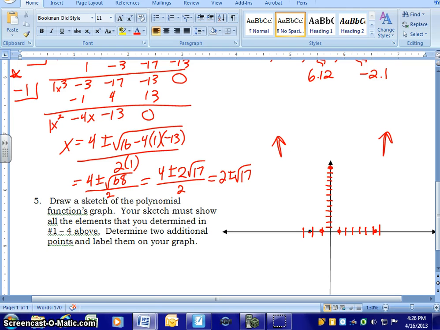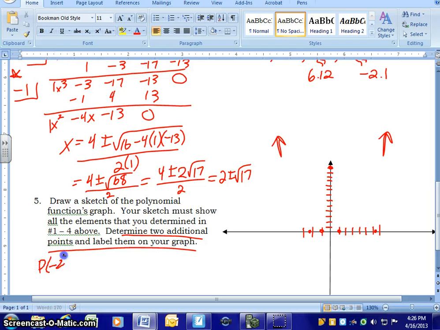Okay, now if you look at the last part, it says determine 2 additional points and label them on your graph. So what would be a good 2 points, maybe 3 or 4 points, just to make your graph look better, is you see right here where we have a little gap. I'm going to try to get a point between there, and it looks like -2 would be a good choice. Sorry about that little dot.